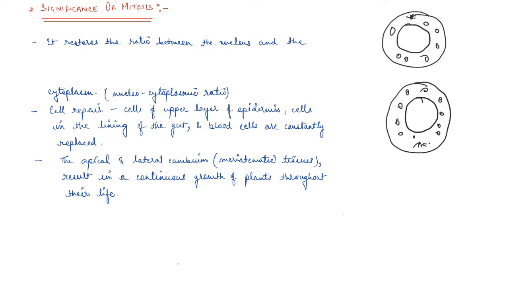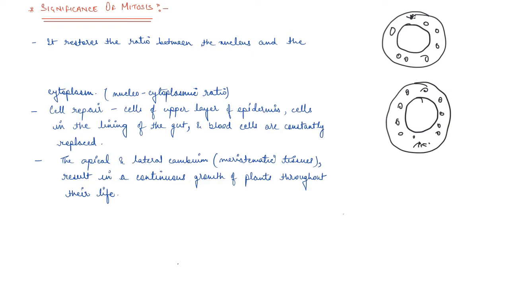The other thing is cell repair, right? The cells of the upper layer of epidermis, the cells of the lining of the gut, the blood cells, all these are constantly replaced, right? Basically, it happens through mitosis. So all the functions of cell repairing happen through mitosis.